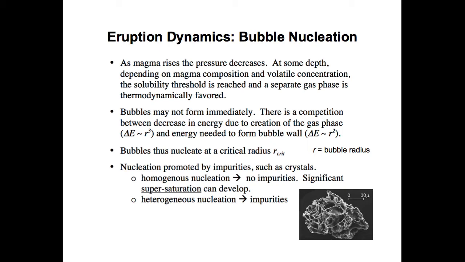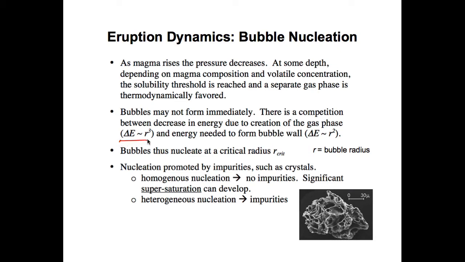In other words, we go into the part of the phase diagram where we have liquid magma plus separate gas phase. Depending on how rapidly the magma is moving, the bubbles may not form immediately. Just because they're energetically favored to do so doesn't mean that they happen instantly. So there's actually a competition between forming a bubble would decrease the energy of the system, and that change in energy will go with the volume of the bubble. That goes like the radius of the bubble cubed. That's here.